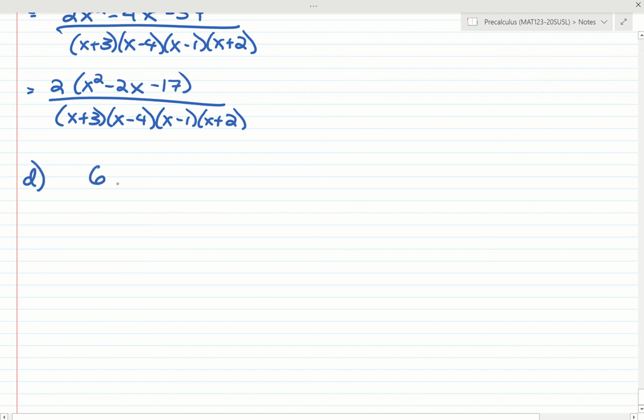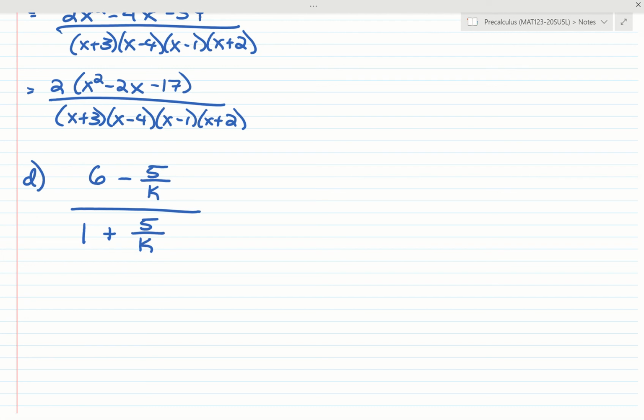So let's say we had 6 minus 5 over k divided by 1 plus 5 over k. Now there's a couple different ways we could do this. We can combine the two top terms by getting a common denominator, and we can combine the two denominators by getting a common denominator. One thing that I usually do is I just get rid of all the fractions. Watch what happens. If we multiply the top and bottom by k over k, it's really just 1, right? But watch what happens.